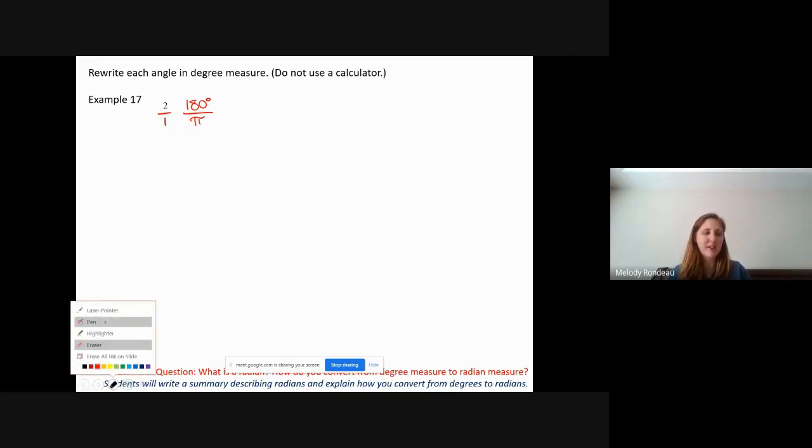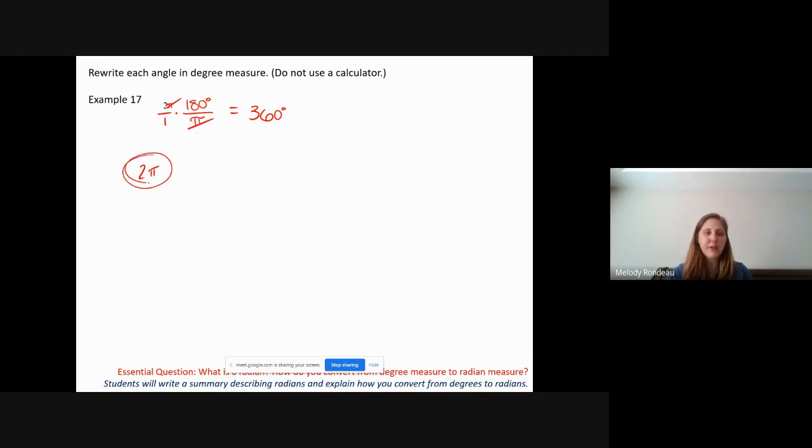I'm just going to write that a little bit neater. There we go. Okay, so if there is a pi, then hooray, we get a cancel. And then do a quick 2 times 180 gives me 360 degrees. This one, though, if it started as 2 pi, at this point we should know that that's equivalent to 360 because 2 pi is one whole circle. But you could do the conversion and see that it works as well.